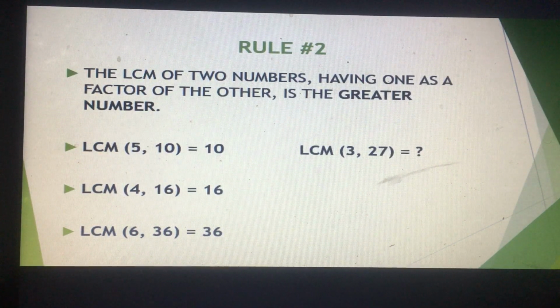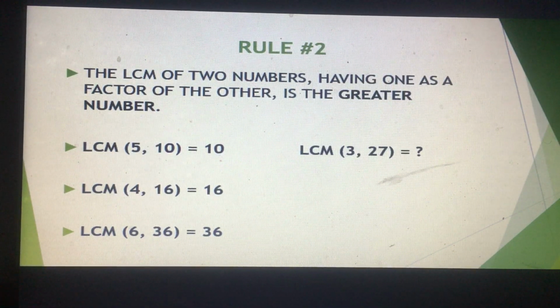The LCM of 4 and 16 will be 16 without you thinking about it or calculating anything, because 16 is the greater number out of 4 and 16, and 4 is a factor of 16. The LCM of 6 and 36 will give you 36 because 6 is a factor of 36 and 36 is the greater number out of the two.